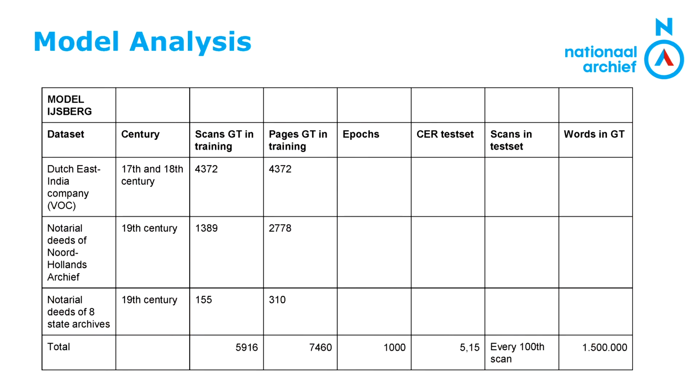Our approach was quite simple. At first, we categorized the available scans into 3 different datasets. The first dataset contained VOC material from the 17th and 18th century. The second dataset has been trained with 19th century notarial deeds material from the North Holland Archive, and the third with notarial deeds from 8 different state archives.